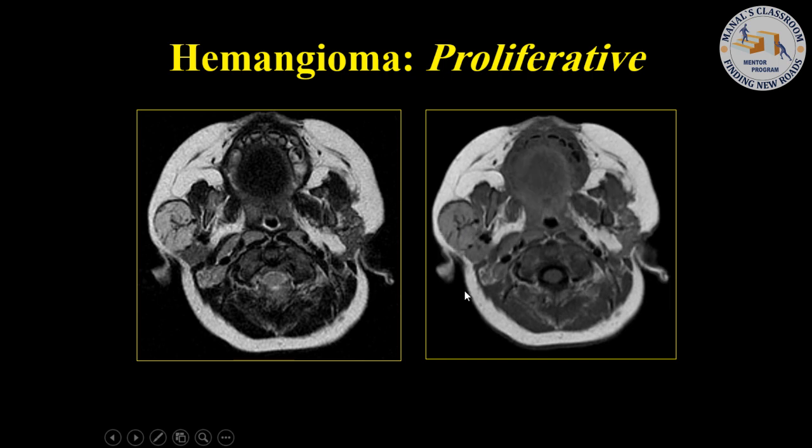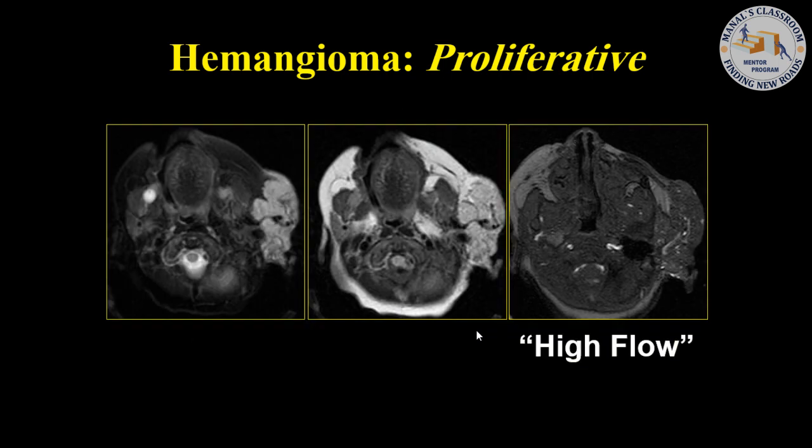And when we give contrast, what happens? It enhances with contrast, right? So that's a typical appearance of a hemangioma, and if we see flow voids, we know it's in the proliferative phase. Another example of a hemangioma: high signal on T2. We can see the flow voids. With contrast, it enhances. Very, very large flow voids. And when we do the flow-related sequences, this is a gradient echo sequence, we can actually see flow within the hemangioma. So this tells us it's a high-flow lesion.